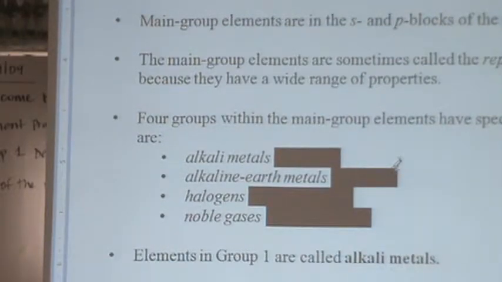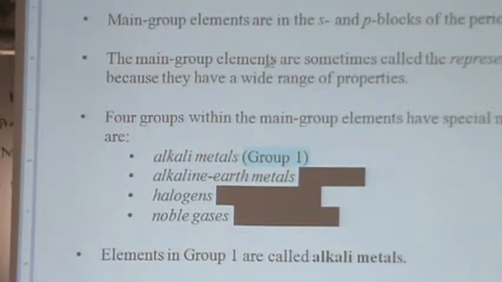There are 4 groups that you need to know by name. Remember, groups are the columns. The first group, or column 1, are called the alkali metals. So we're going to refer to them as group 1. Those are the 3 that I just reacted: sodium, lithium, potassium. You can see some of their properties. That's just one of them, but they are soft, malleable metals that react fairly violently with water.